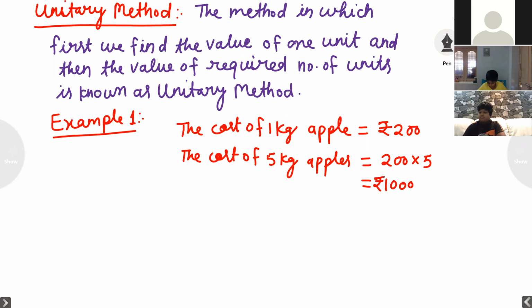In this question, we are observing, we know one value, the value of 1 unit. We are finding the value of required units. The cost of 1 kg apples, we got the cost of 5 kg apples. This is called unitary method.